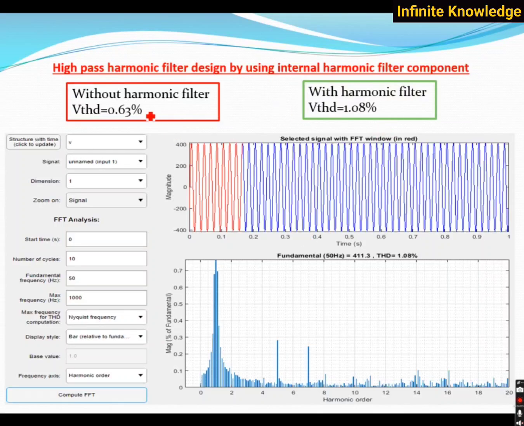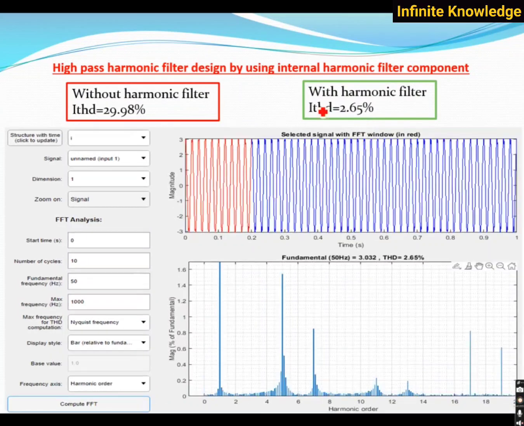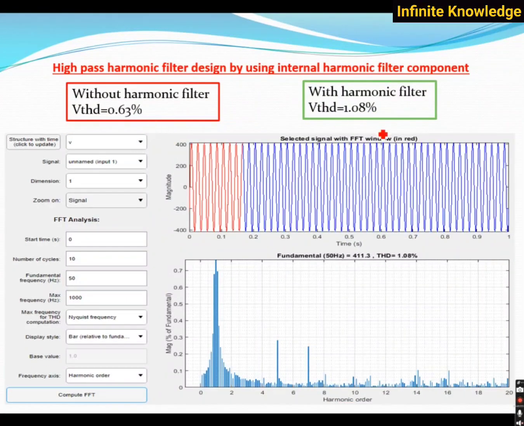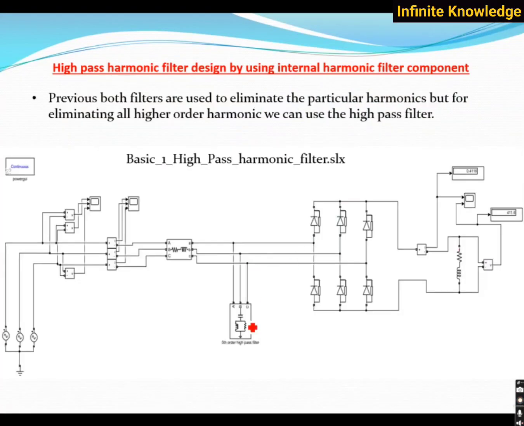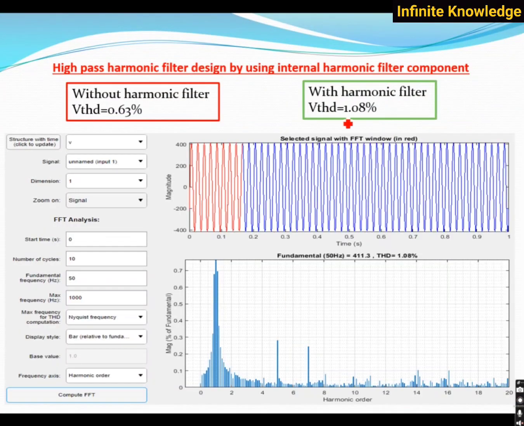Okay, there is a slight increment in the voltage, because harmonics are reduced and their adverse effect on the voltage also. We can reduce the current harmonics to 2.65% and voltage to nearly 1%, because both voltage and current harmonics are in the IEEE range, less than 5. So this is the internal component, that's why there is some adverse effect.